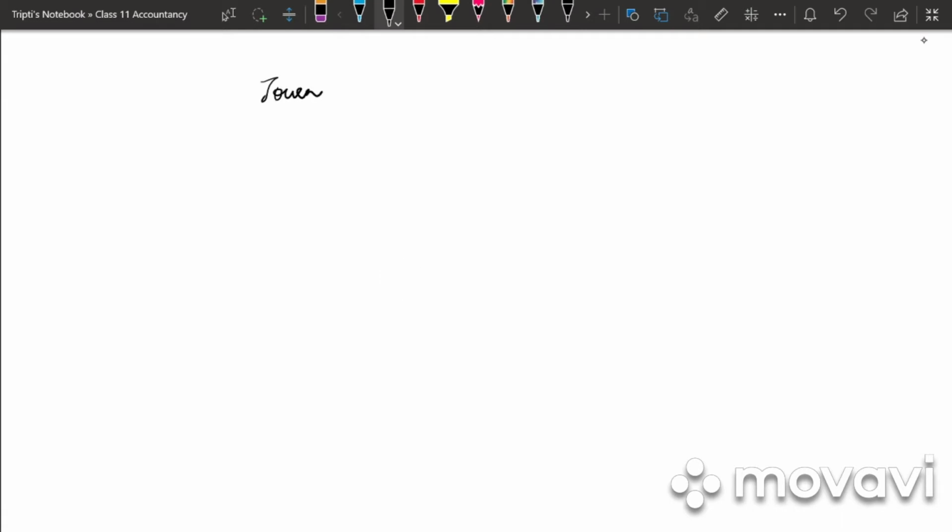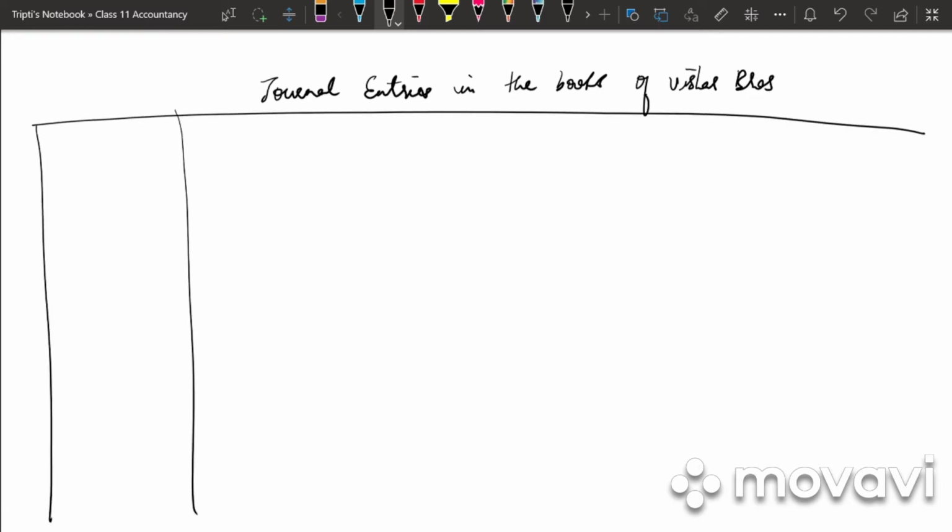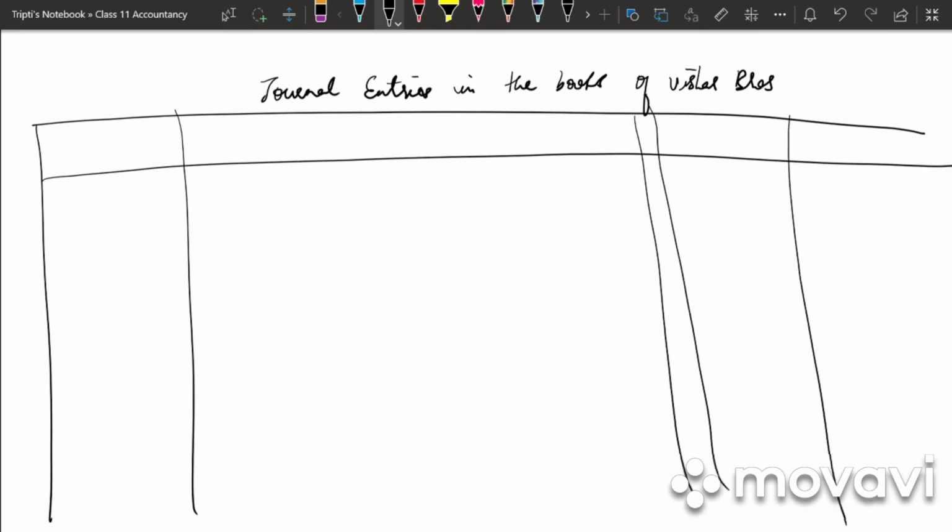Write down journal entries in the books of Vishal Bros. So draw the format. We have date, particulars, LF, amount debited and amount credited. So date, particulars, LF, amount debited, amount credited. So what is the first date? It is 1st May 2018.